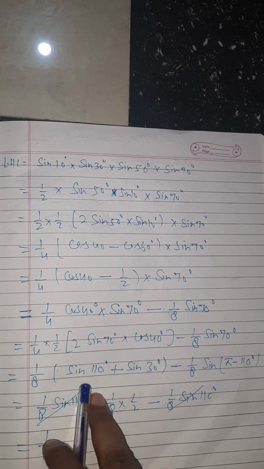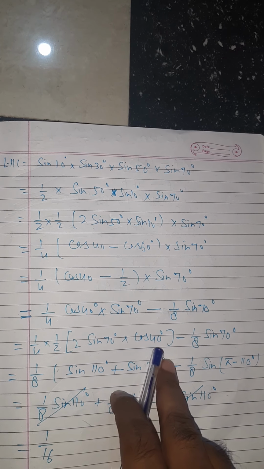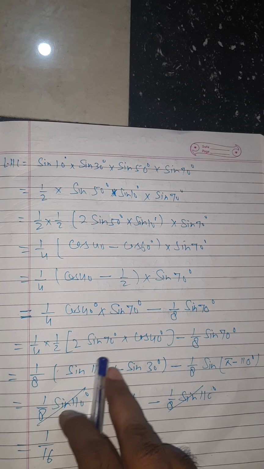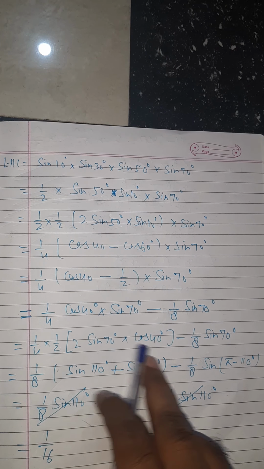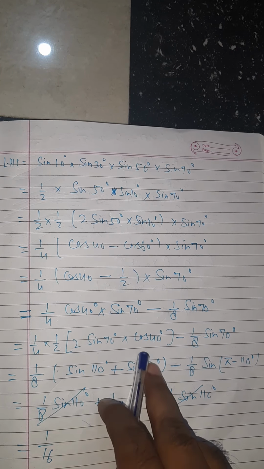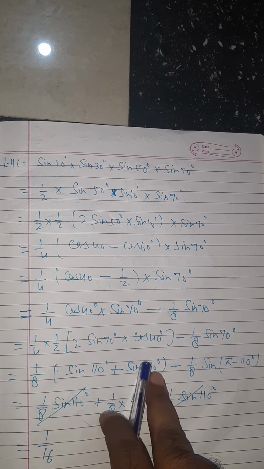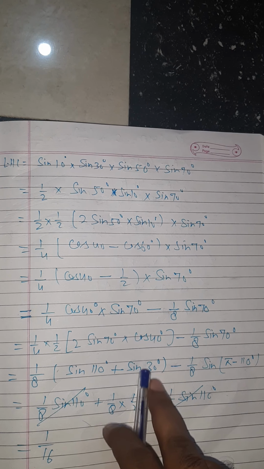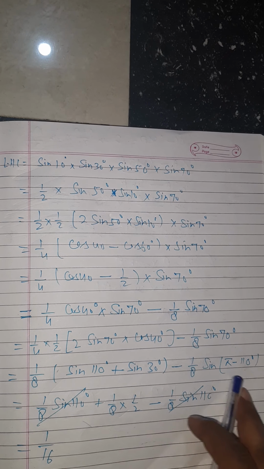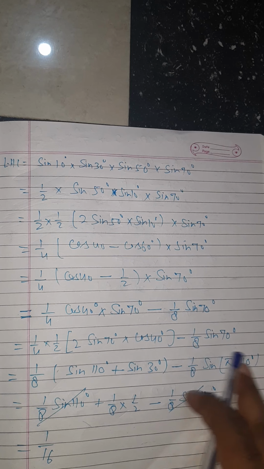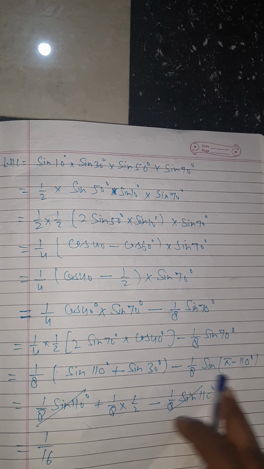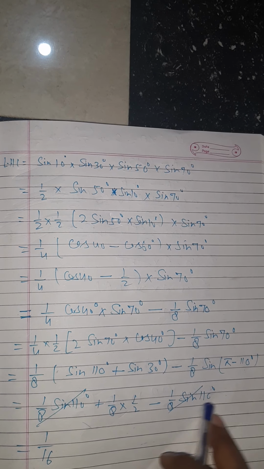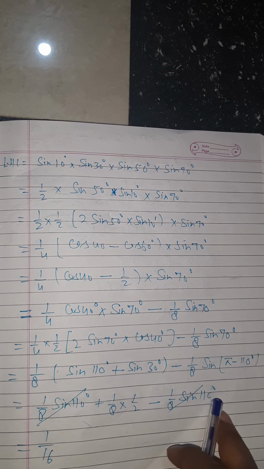2 sin A cos B. The formula is sin of (A plus B) plus sin of (A minus B), that means the summation of the angles and the subtraction of the angles. Okay, sin 110 and sin 30 degrees; sin 30 degrees will be 1 by 2. And 70 degrees I have written as 180 minus 110 degrees, and I will apply the formula sin(pi minus theta) is sin theta.